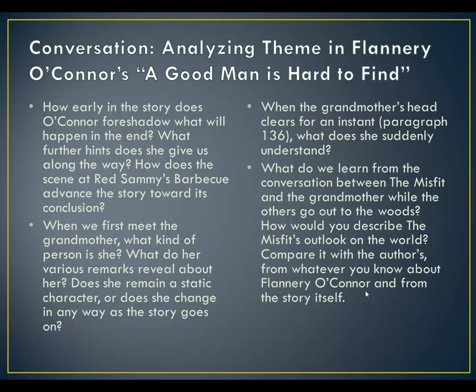So, how early in the story does O'Connor foreshadow what will happen in the end? What further hints does she give us along the way? How does the scene at Red Sammy's barbecue advance the story toward its conclusion? When we first meet the grandmother, what kind of person is she? What do her various remarks reveal about her? Does she remain a static character, or does she change in any way as the story goes on? When the grandmother's head clears for an instant, paragraph 136, what does she suddenly understand? That's a really important part of the story.